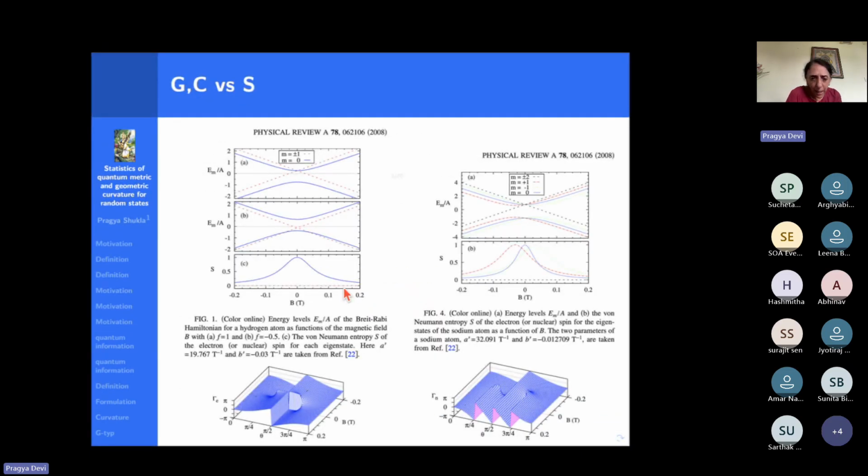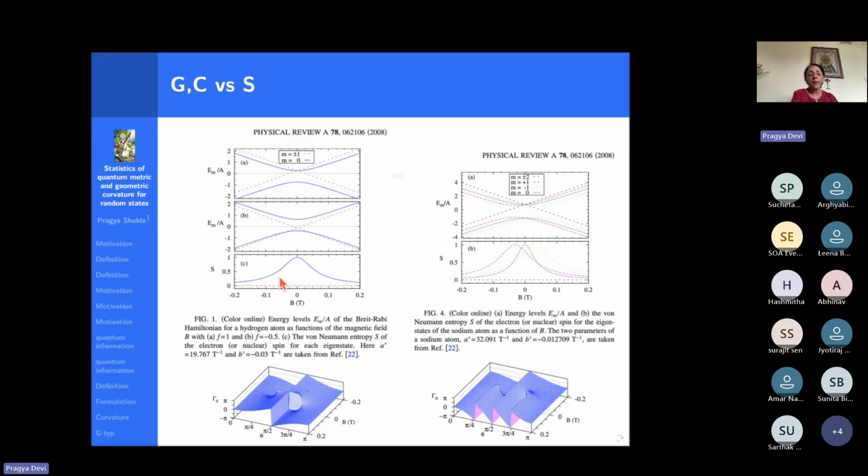studied this, and I must have given some reference here. Did I give the reference here? Yeah, the reference is here. So they show the energy levels of the Breit-Rabi Hamiltonian for the hydrogen atom as a function of the magnetic field. So they are plotting the energy level variation as they change the magnetic field, and they are also plotting the entanglement entropy of the electron spin degree of freedom and the nuclear degree of freedom. And you see where the avoided crossing is occurring when you are changing the system parameter, and the system parameter here is the magnetic field strength.